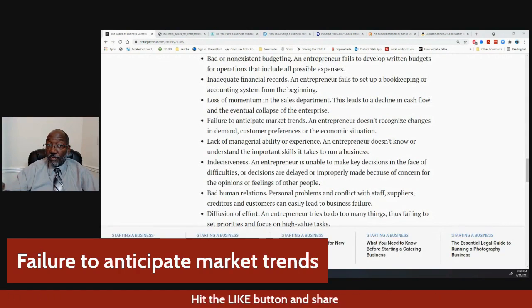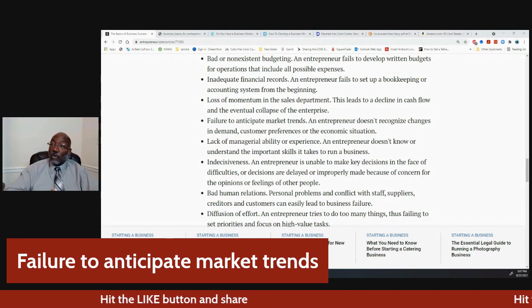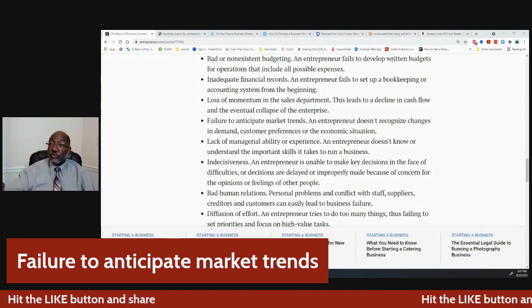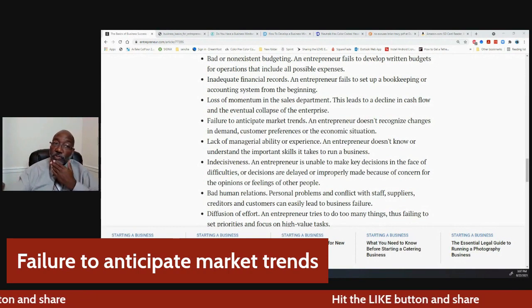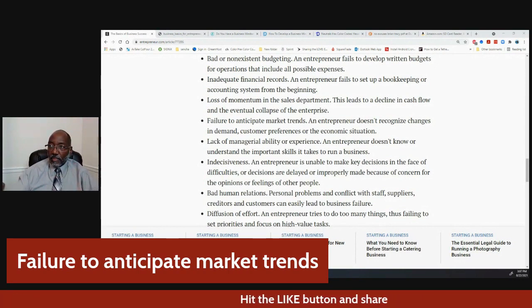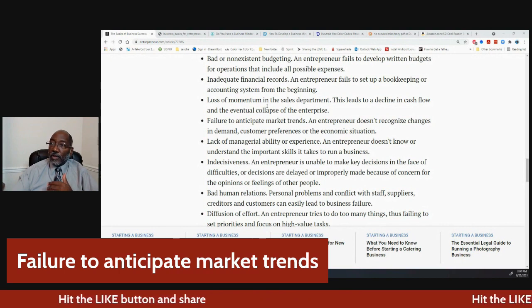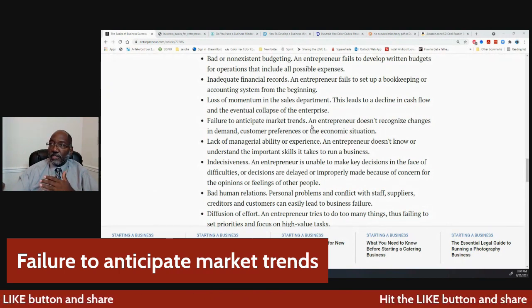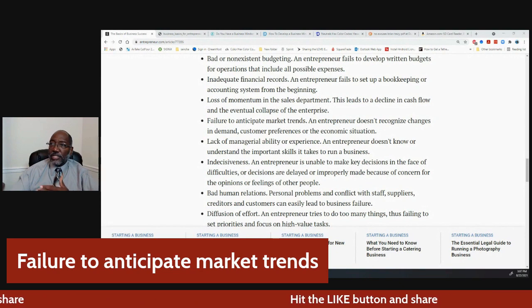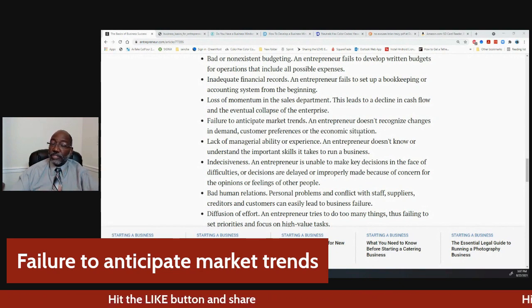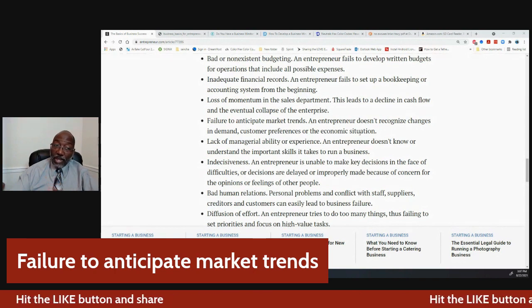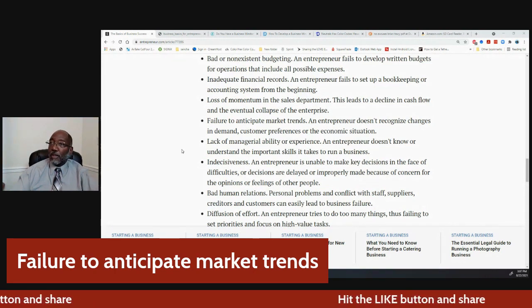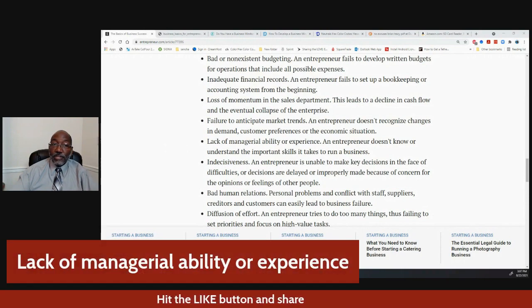It's that simple. Pay attention to the trends that's going on. Pay attention to what's going on in your area. It's really that simple. Okay. If you're not able to anticipate, like it says, an entrepreneur doesn't recognize changes in demand, customer preference, or the economic situation. You need to, you have to, you better. Okay. Oh man. Then it goes into this next one.